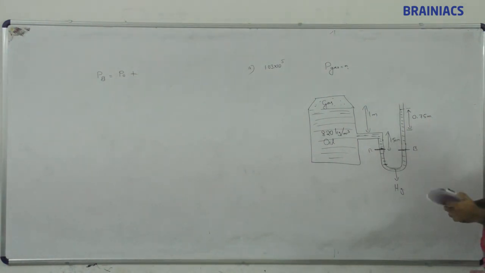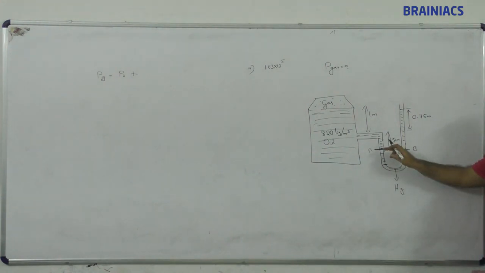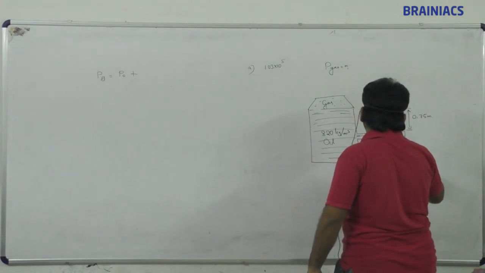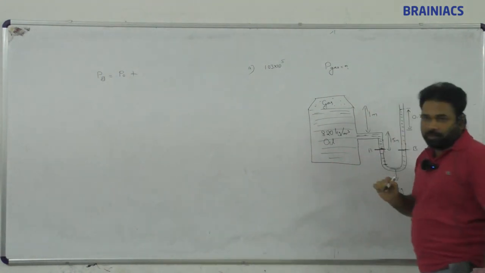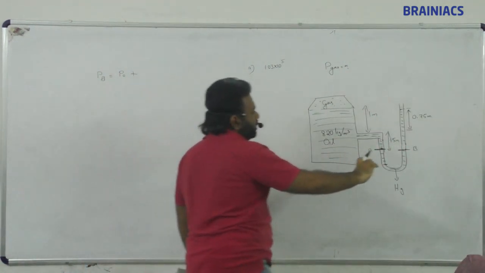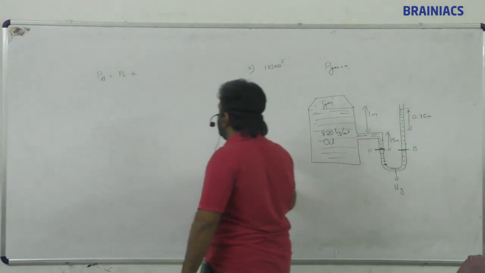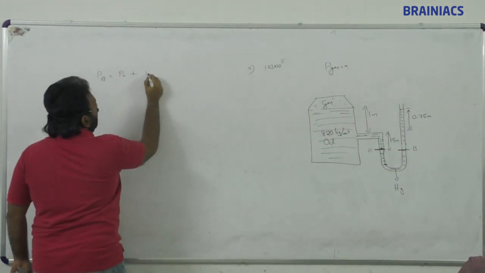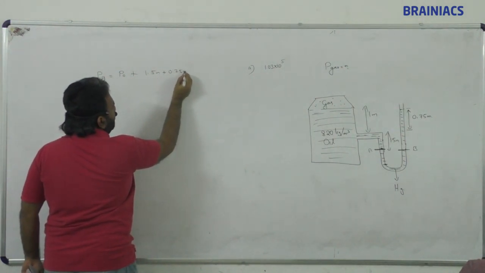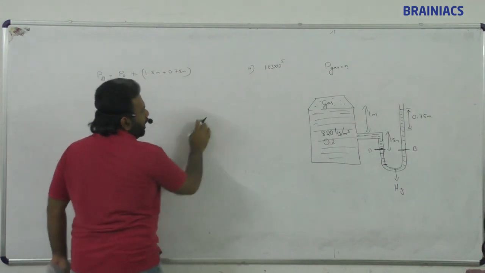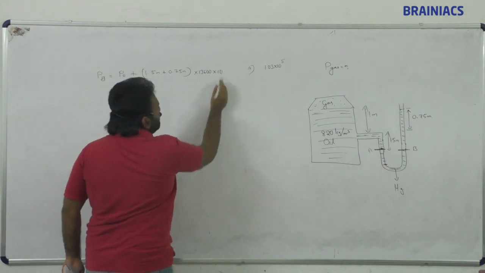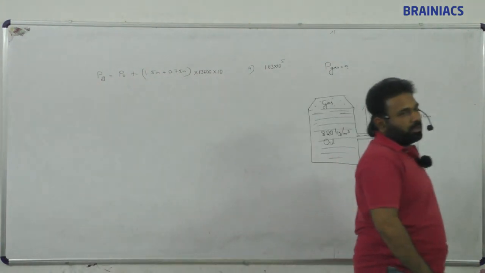This is Aslam, you have taken this as centimeter? Yes. Okay, that could be the reason. This will be very easy, no? Okay, so this total height will be how much? 1.5 meter plus 0.75 meter. This is going to be the h, and density of the mercury into 10. This is the pressure at point B, correct?